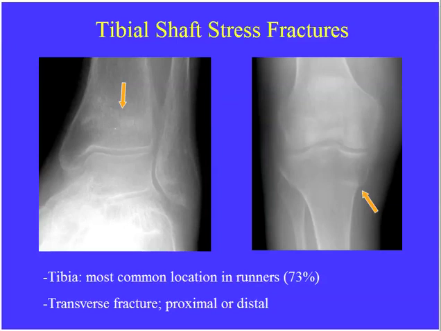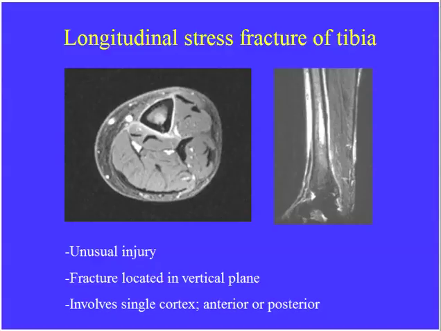Now, a little bit of an unusual appearing stress fracture is a longitudinal stress fracture. And here we see longitudinal signal abnormality running the length of the tibia with a breach of the cortex, and this can happen either anterior or posterior, and this represents a longitudinal stress fracture of the tibia. A little less common, but again should not be misinterpreted as some type of neoplasm.